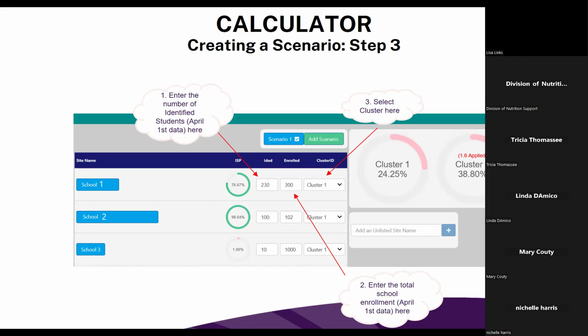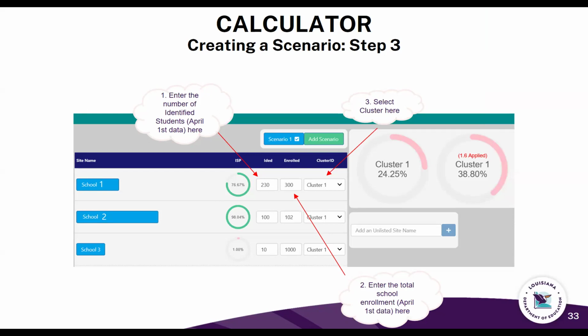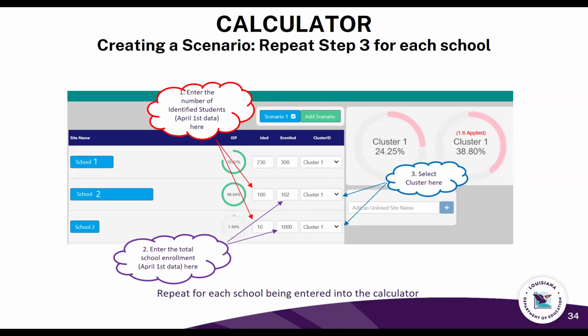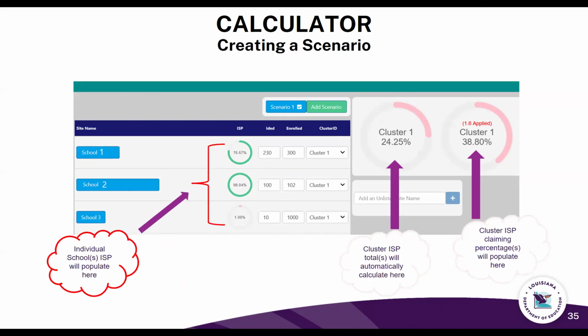Then you'll select the cluster ID for those schools. Repeat for each school being entered into the calculator. You have to put in the ID and the enrollment and then select which cluster. The screenshot on the slide shows you where the individual school's ISP, cluster ISP total, and the cluster ISP claiming percentage will populate.